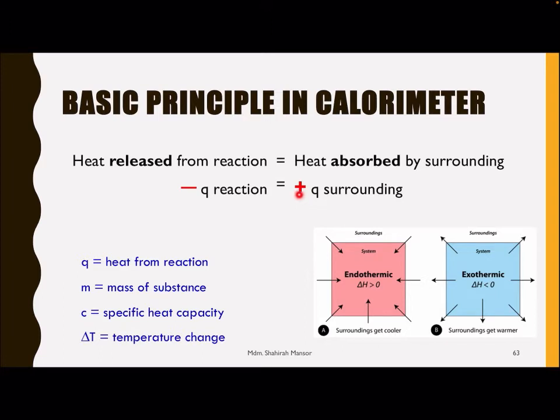This shows that how much energy is released from the reaction will be absorbed exactly the same by the surroundings. For example, if one combustion reaction releases 500 kilojoules of energy, the surroundings will absorb the same amount of energy, which is 500 kilojoules. Hence, by knowing the amount of heat absorbed by the surroundings, we will be able to find the energy released from the reaction.